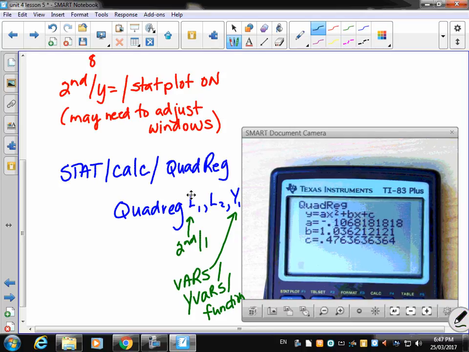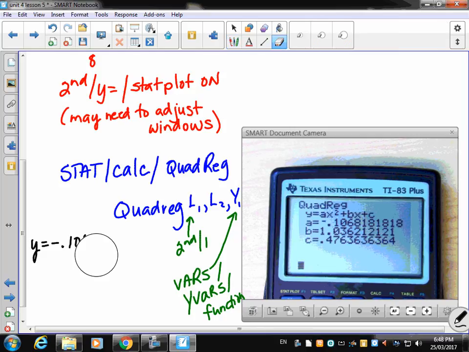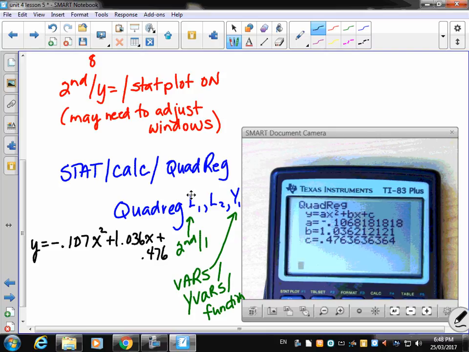So I am going to use 3 decimal places. Y equals negative 0.1068. I just did 4, didn't I? Let's do 0.107 x squared plus 1.036 x plus 0.476. Rather different looking than the equation that we came up with.